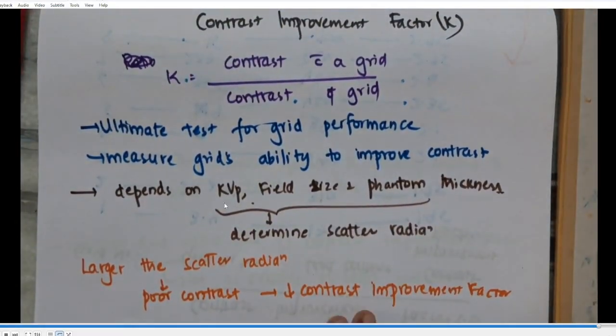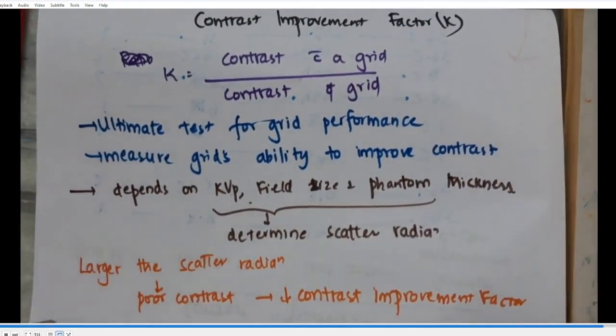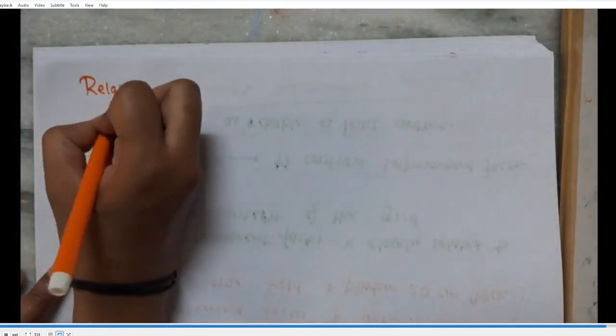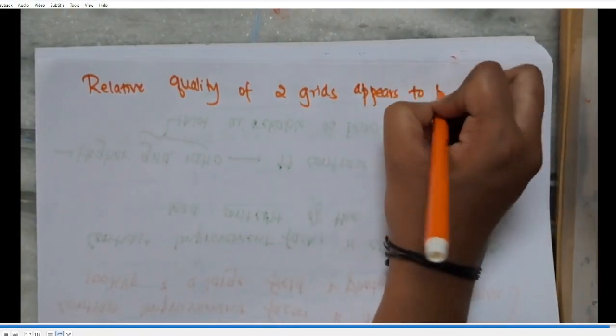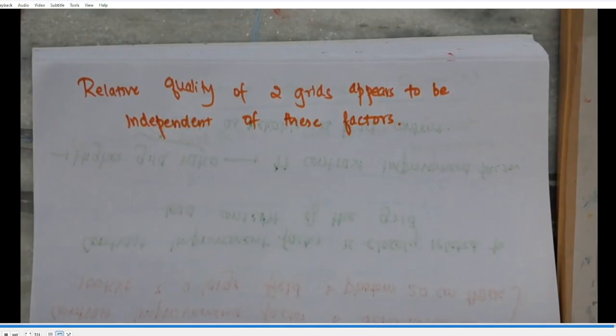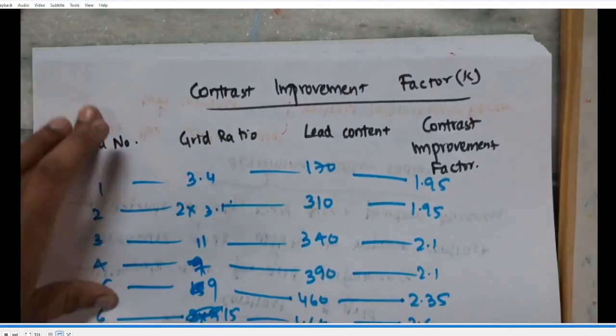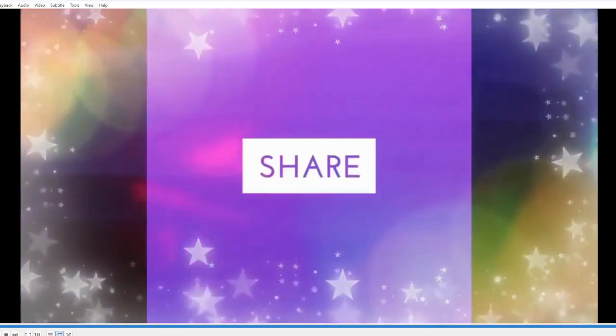So the kVp, field size and part thickness, or phantom thickness, are the ones which determine the scatter radiation. Although the contrast improvement factor of a grid depends on these three factors, the relative quality of two grids appears to be independent of kVp, field size and part thickness. So we have learned about all three factors for evaluating the performance of a grid. Thank you.